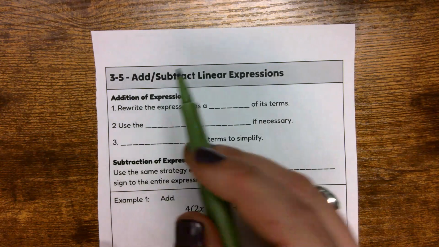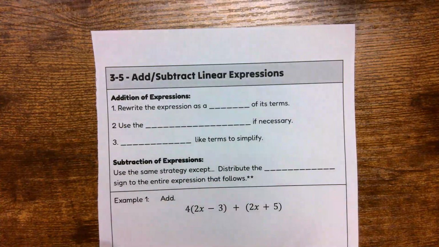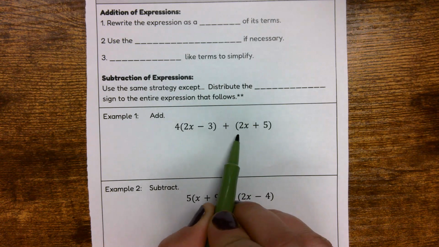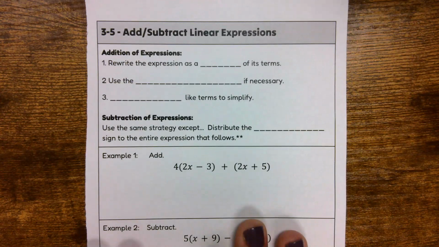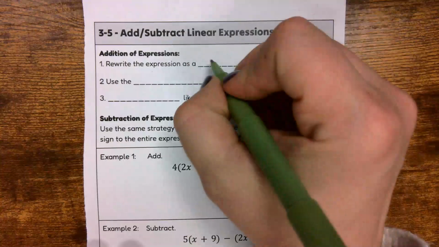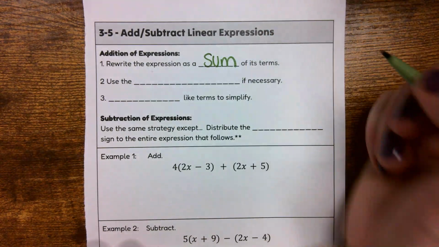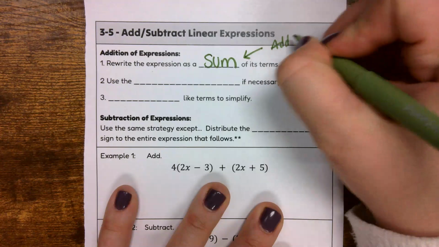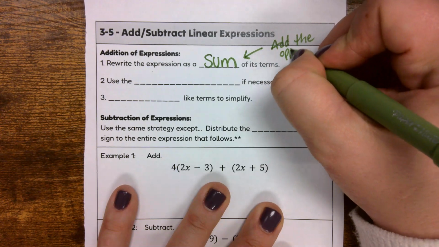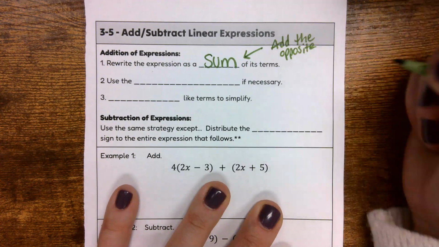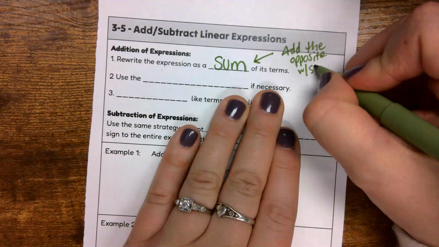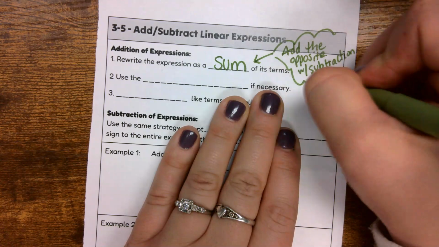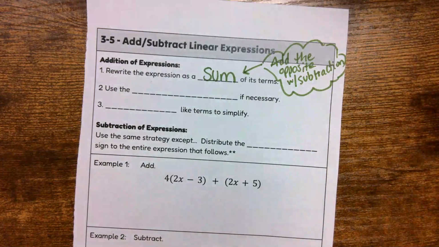So first, when we add expressions, it's going to look like this. We have an expression here plus another expression over here. When we do that, we are always going to rewrite the expression as a sum of its terms. Remember, what I mean by that is we are going to add the opposite whenever you see subtraction. So you are always going to add the opposite when you see subtraction.